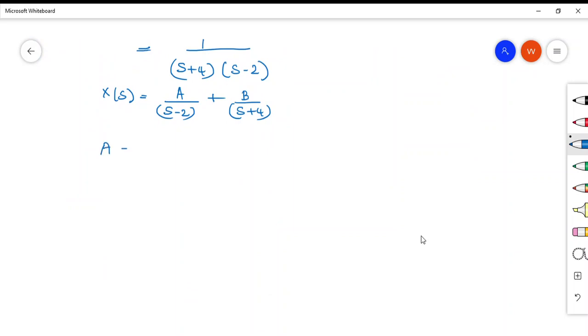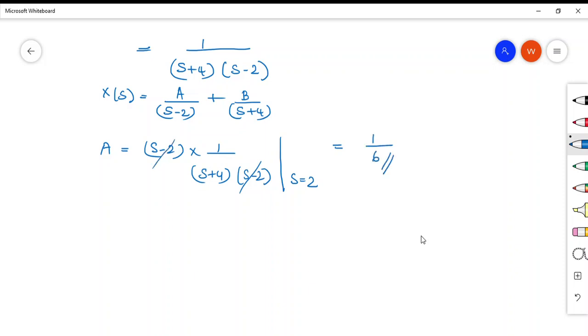So now we will find the values of A and B. How will you find? A will be equal to (s minus 2) into 1 divided by (s plus 4) into (s minus 2), at s equal to 2. Now what will be the answer for this one? So s minus 2 and s minus 2 will get cancelled. So 1 divided by 6 will be the value of A.